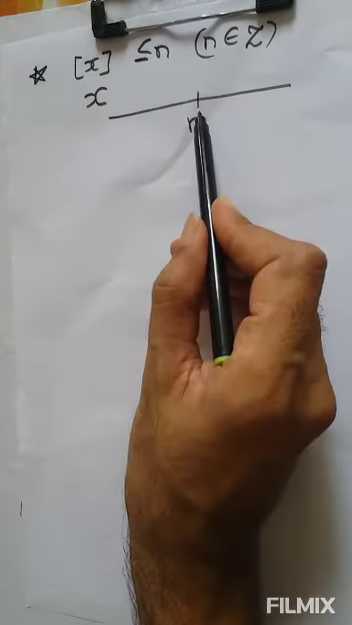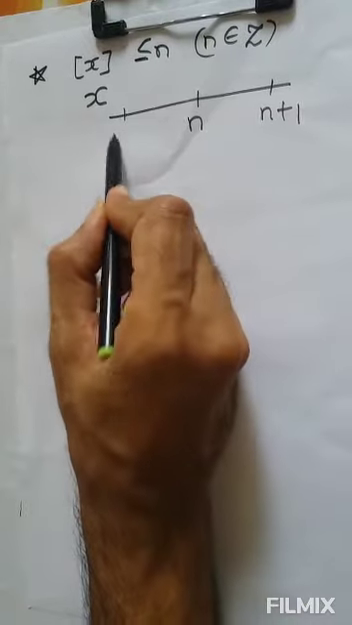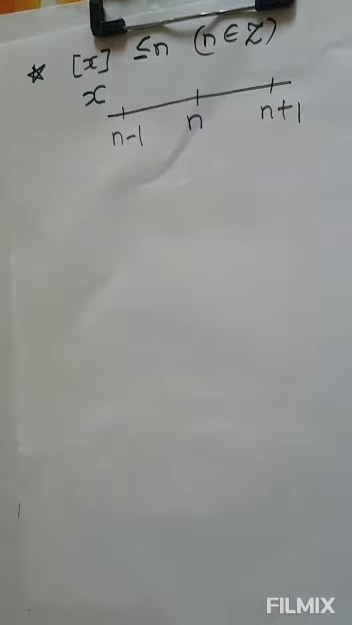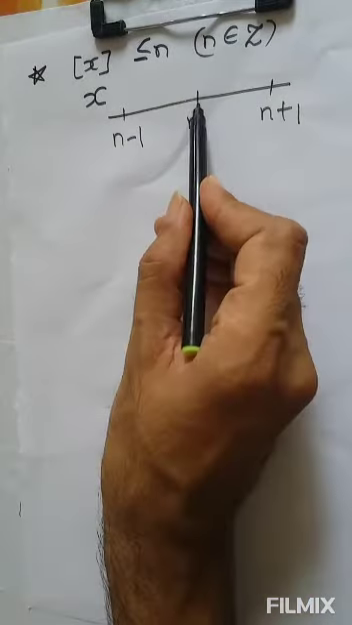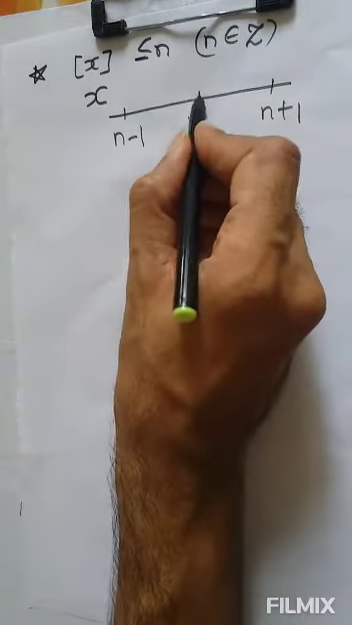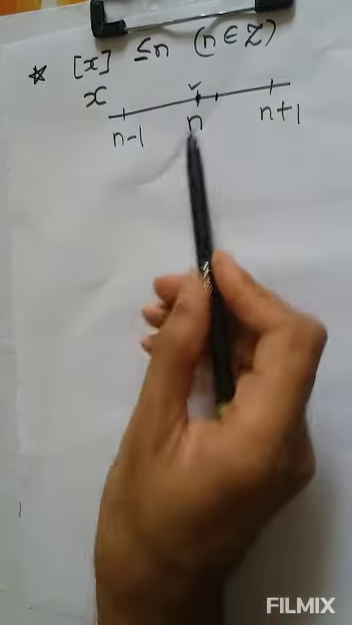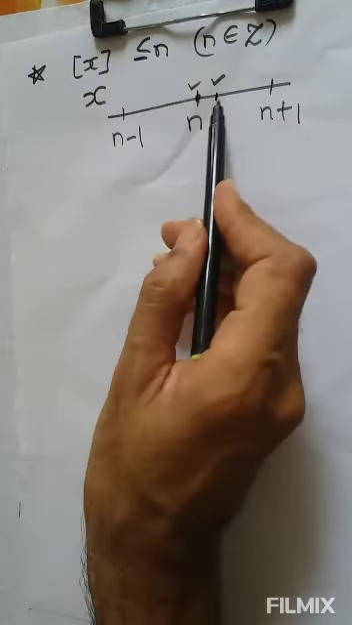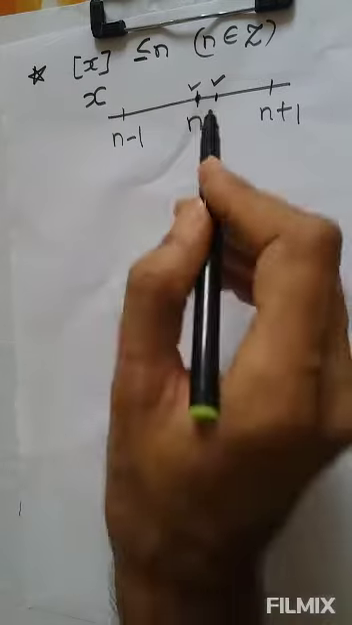It's like this. We'll plot the number line. This is n, this is n plus 1, this is n minus 1. Now just try values around n. If you put n, will it satisfy? Yes. If you put a value slightly greater than n, will it satisfy? Yes. Slightly greater than n also will satisfy the equality part.